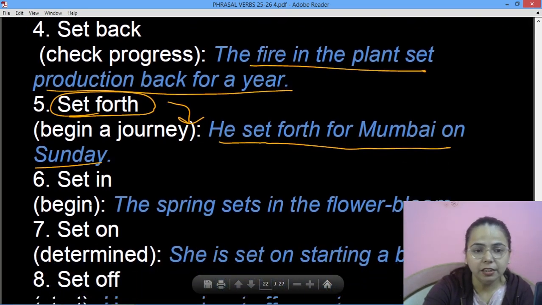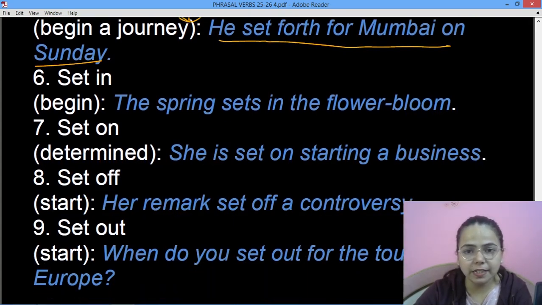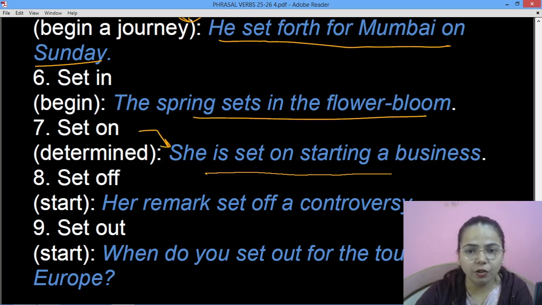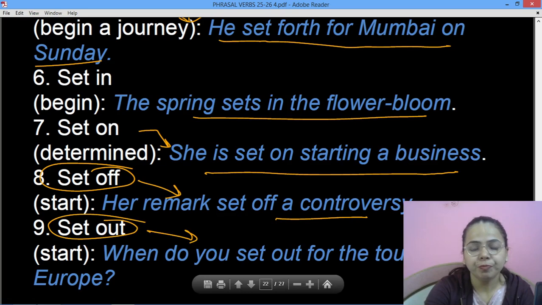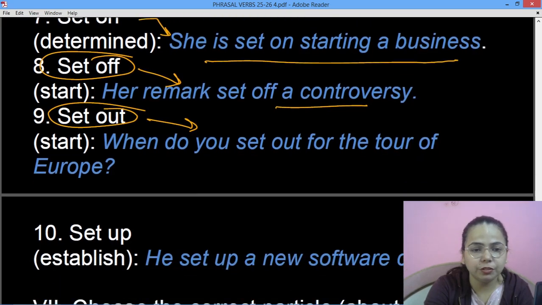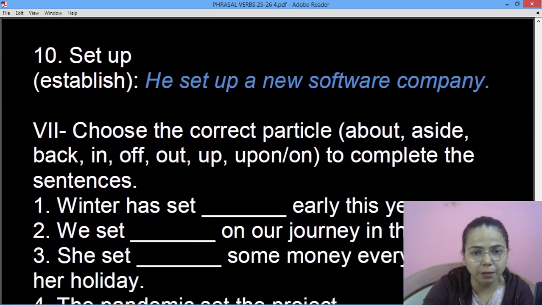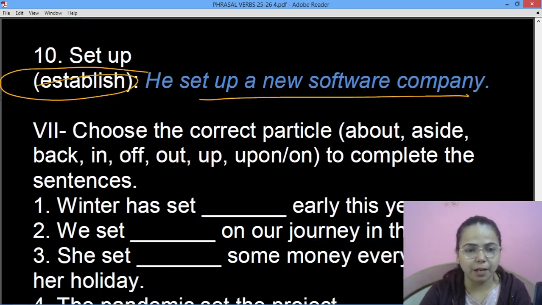Set in, to begin. The spring sets in, the flowers bloom. Set on: she is set on starting a business. Set off: her remark set off a controversy. Then set out: when do you set out for the tour of Europe? And then set up, to start a new software company, that is to establish.